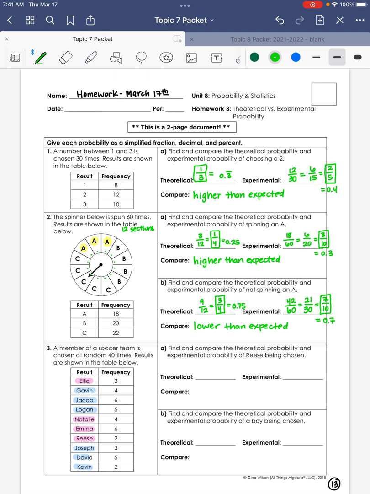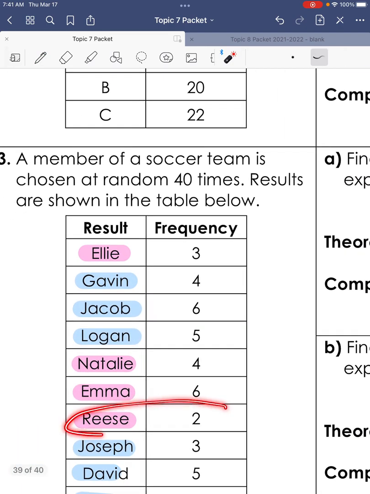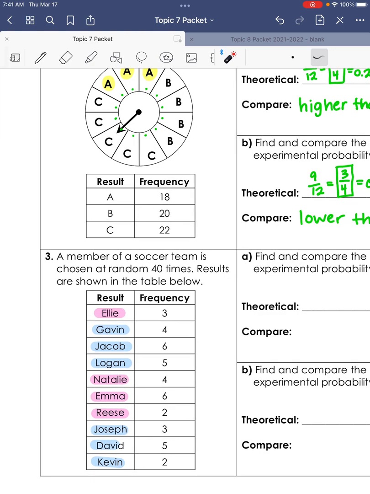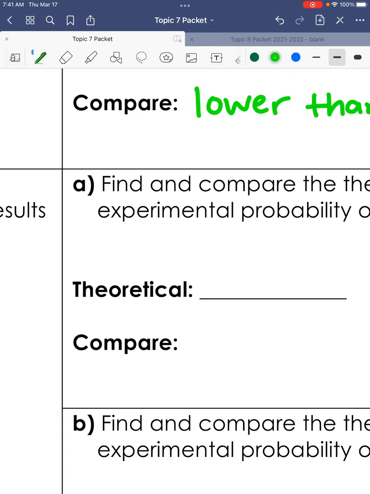Okay, let's move on to number 3. A member of a soccer team is chosen at random 40 times. Results are shown in the table below. So A, find and compare the theoretical probability and experimental probability of Reese being chosen. So we see Reese in our table right here, right? Now, how many people are on this team? Well, 1, 2, 3, 4, 5, 6, 7, 8, 9, 10. So there are 10 total outcomes. That's going to be my denominator.